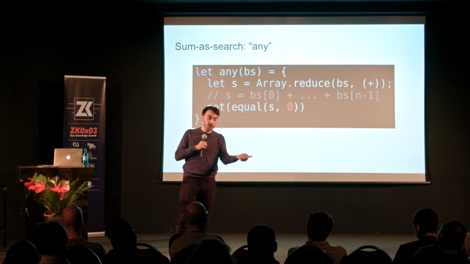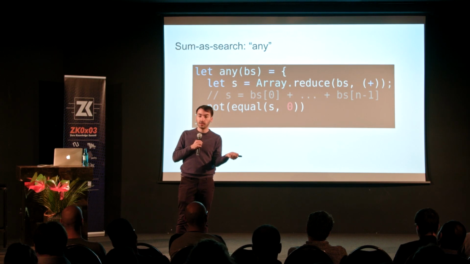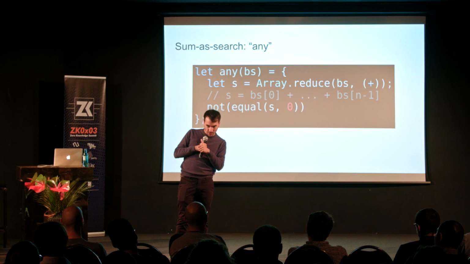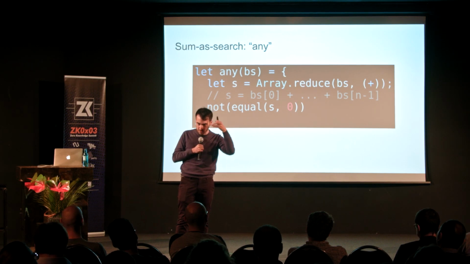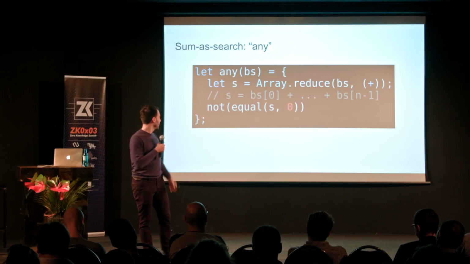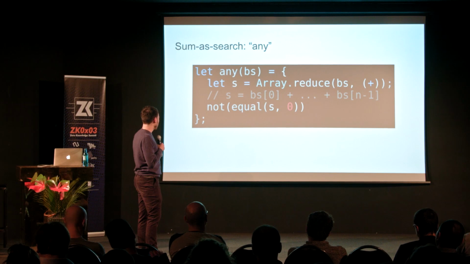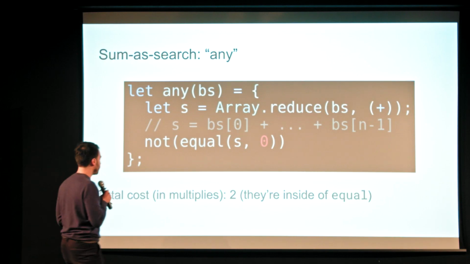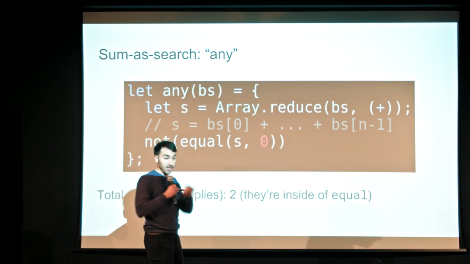Right? And if it's not equal to 0, it means one of them had to be non-zero. Right? Does it make sense? Do people see? Maybe it requires a moment of thinking. Okay. So this is great because this only costs 2 multiplies rather than n-1.